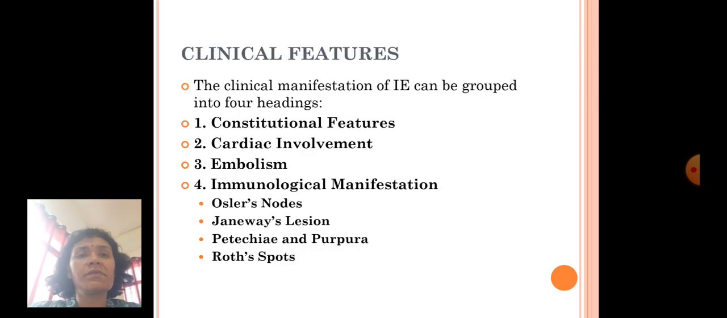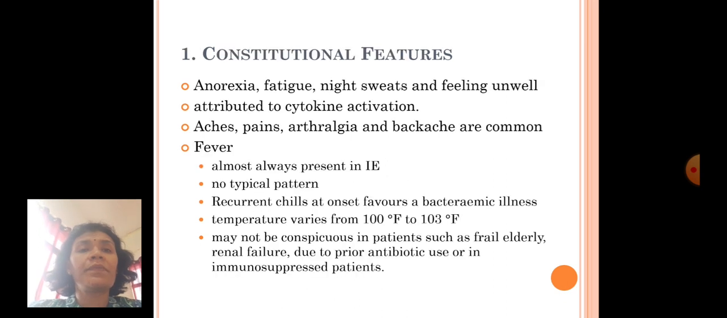in these patients. Coming to the clinical features, the clinical manifestations of infective endocarditis can be grouped under 4 headings: constitutional symptoms, symptoms because of the particular type of cardiac involvement, symptoms because of embolic phenomena, and immunological manifestations, for example, Osler's nodes, Janeway lesions, petechiae, purpura, and Roth spots.